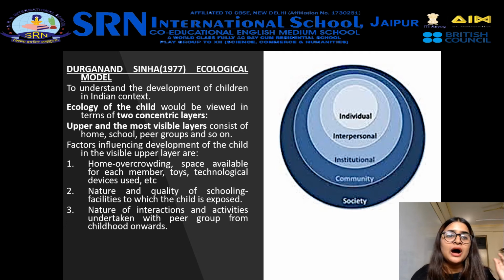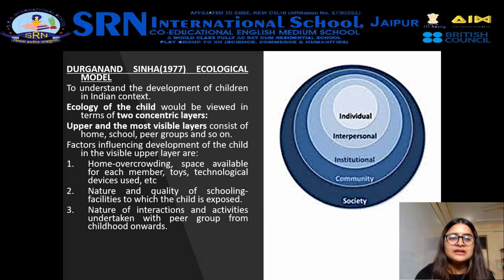Now, this is the upper and the most visible layer, which consists of home, school, peer groups, and so on. Alright, so the first layer that he's talking about is the upper and the most visible layer, which has our home, school, our peer groups, that means our friends, etc. Now there are some factors which influence this.